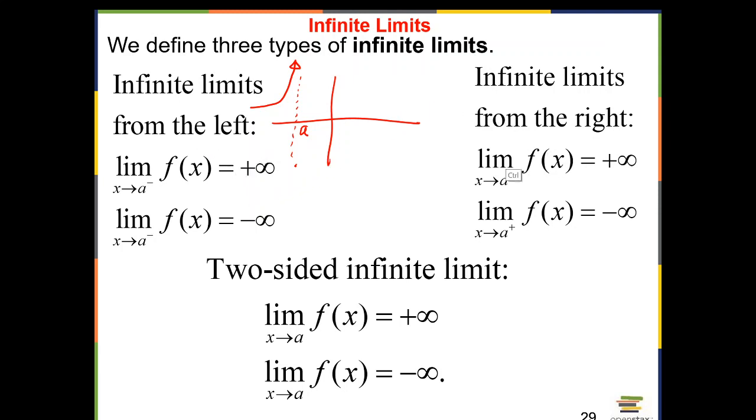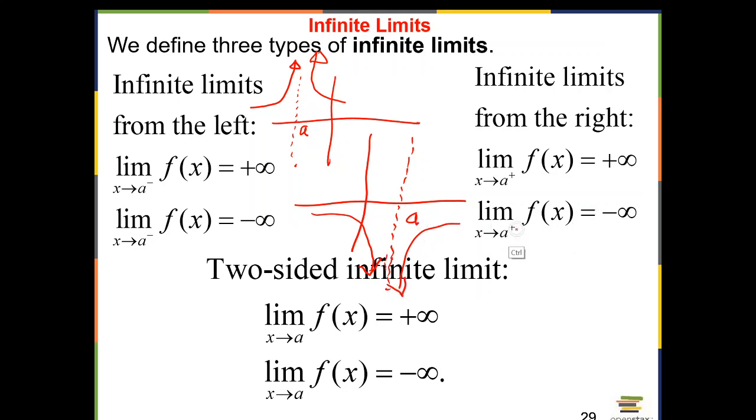What about from the right? Well, if you approach a from the right, then the function goes to positive infinity. Then we have this case here. And then what about if it goes to negative infinity? Well, we could have that where a is here, and the function approaches negative infinity from the left. And then over here, from the left approaches positive infinity. Negative infinity, but from the right. Okay? So all of these are different types of limits we can encounter in calculus.